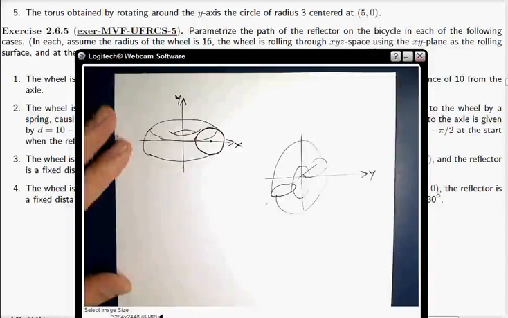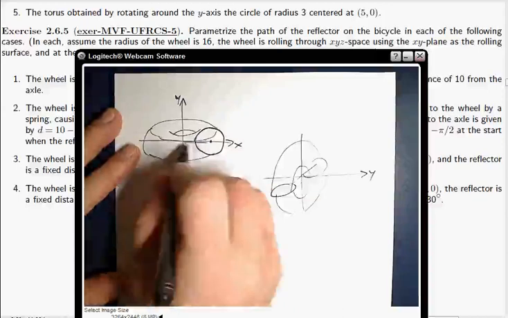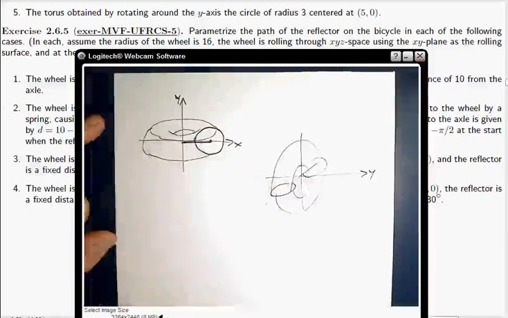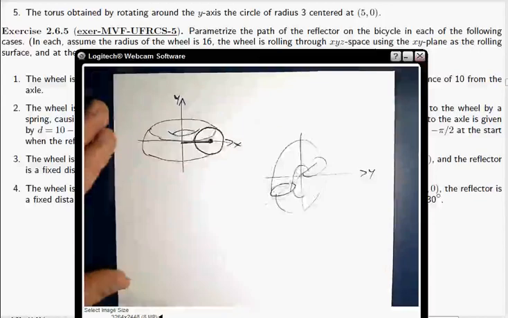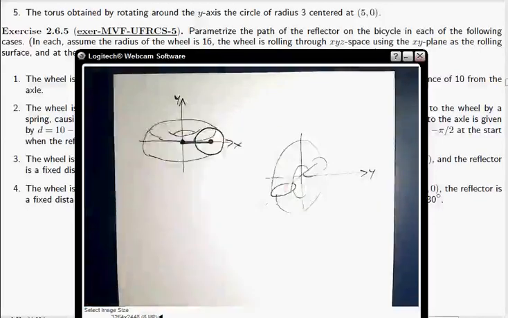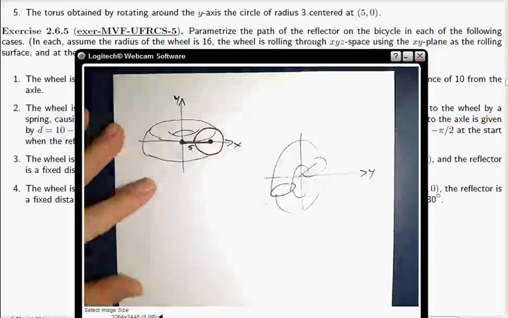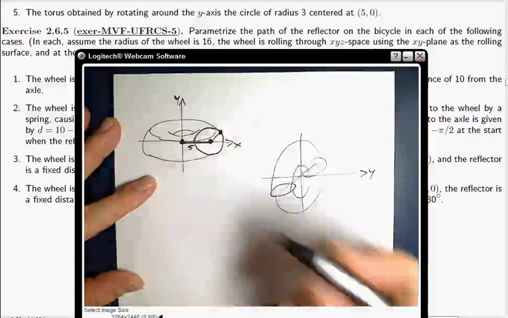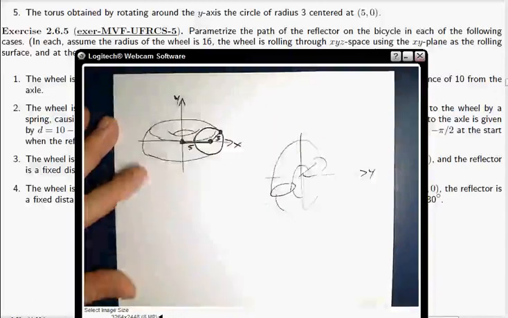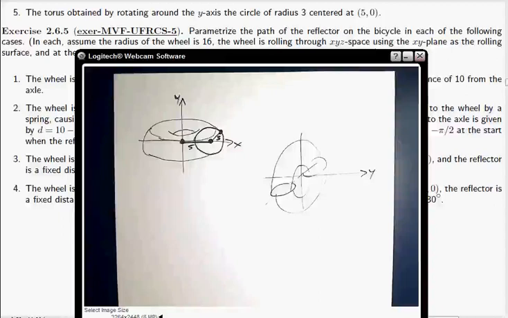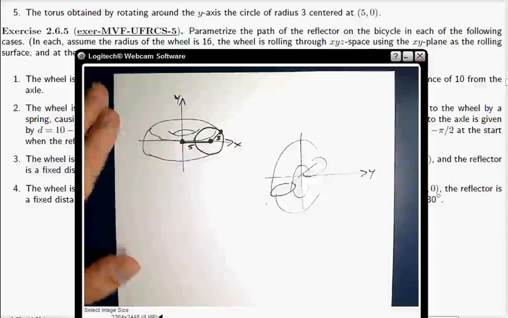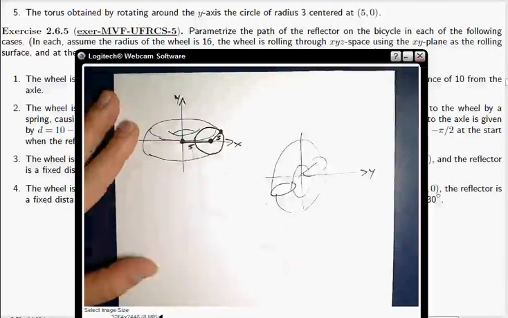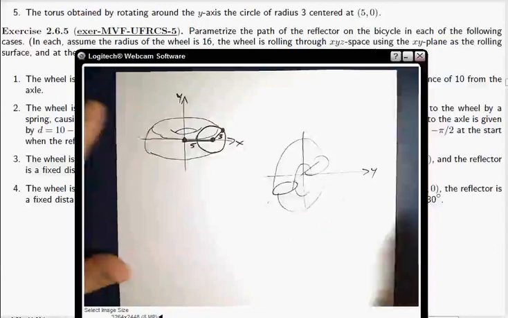Keep in mind, the distance from the center of one of these cross-section circles to the origin is always 5. And furthermore, the distance from a point on the torus to the local center of the cross section is always 3. Those are fixed. So I don't need to keep writing down 5 and 3 all the time. I just need to represent where I am on this torus in terms of what does change.